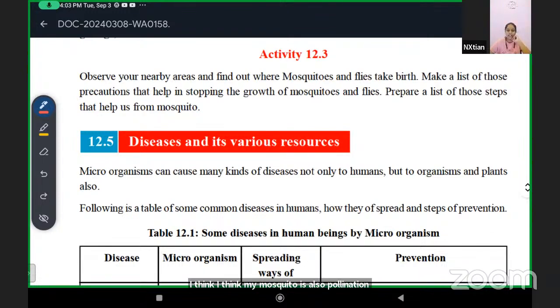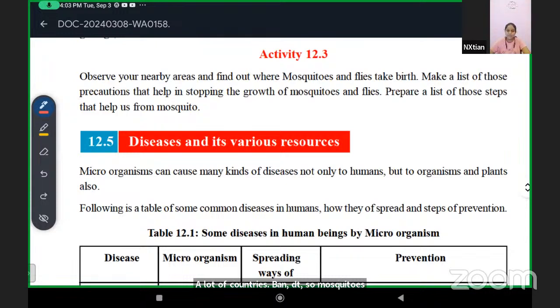Even I've heard mosquitoes are important a little bit. Yeah, a little bit they are important. Mosquitoes were at the brink of extinction when DDT was used, but then a lot of countries banned DDT, so mosquitoes didn't get extinct.